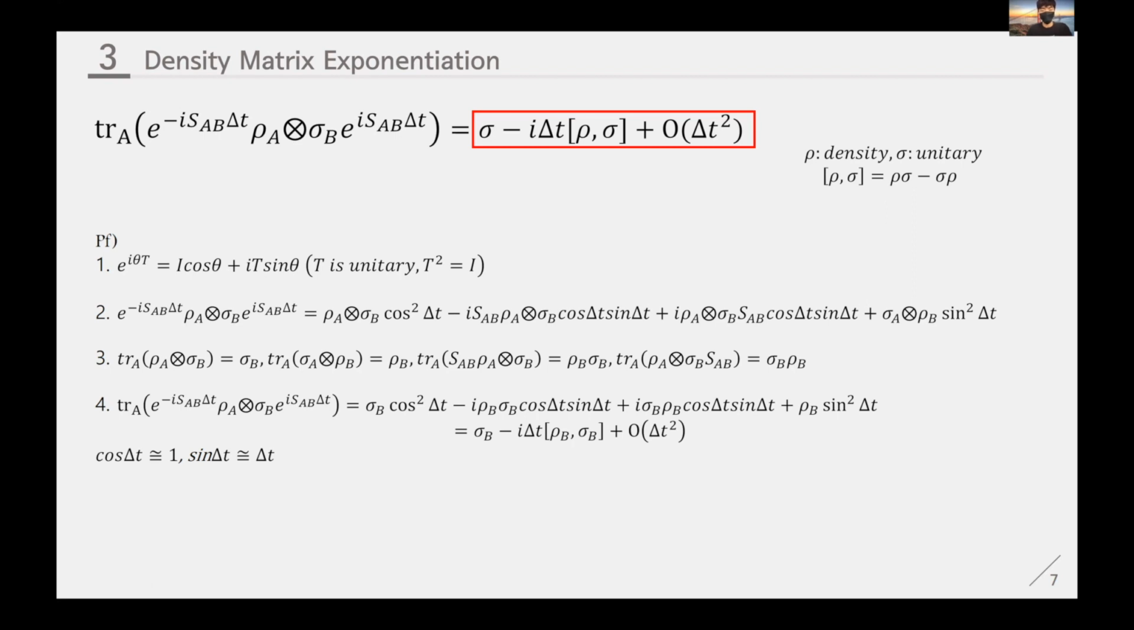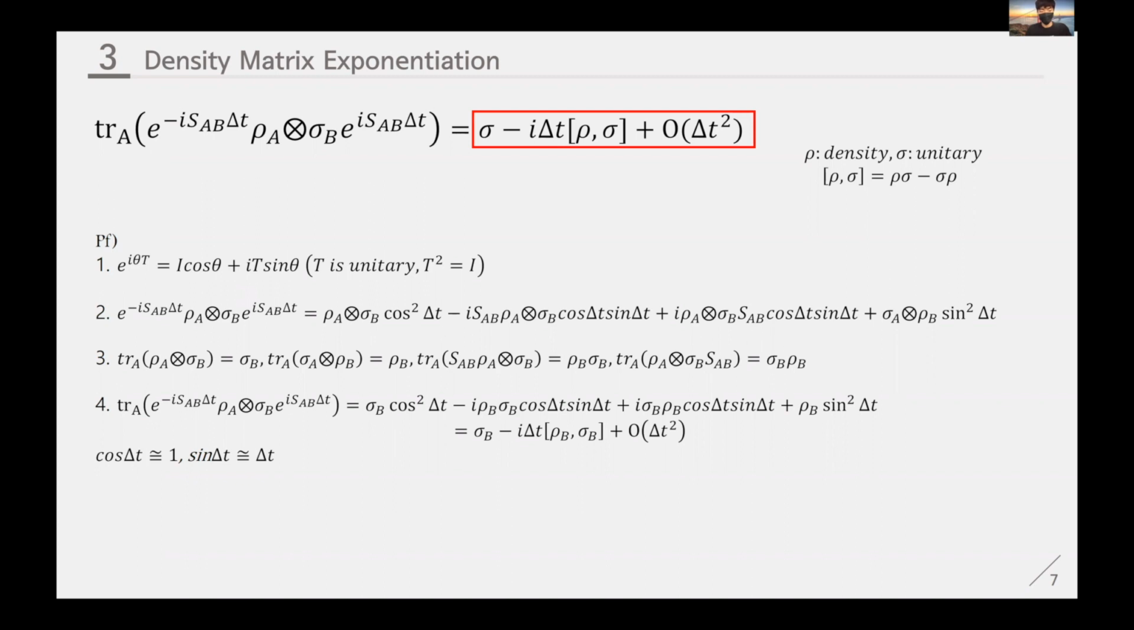Let me tell you the proof. Number 1, if T is unitary, the square of T is I. So we can say that e to the i theta T is I cosine theta plus i T sine theta. If we use that formula in number 2, we can get an expression like this. It's kind of long, but if you just put the number one expression into the number two, we can get this very easily.